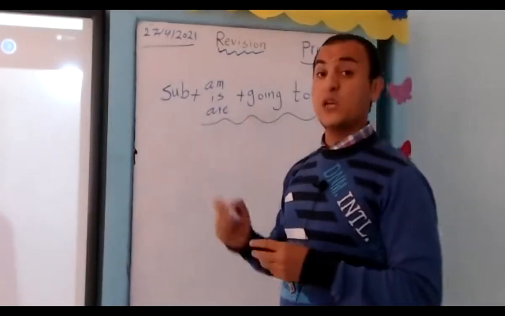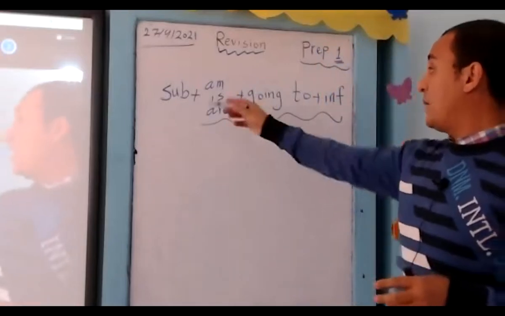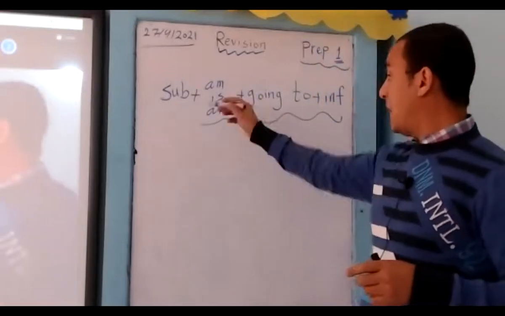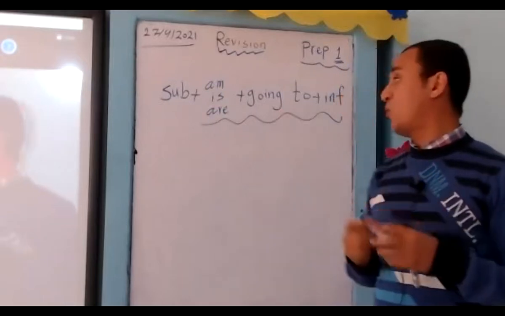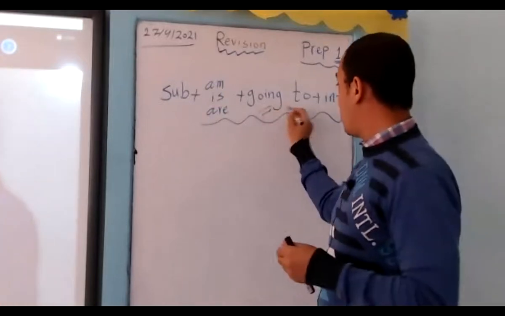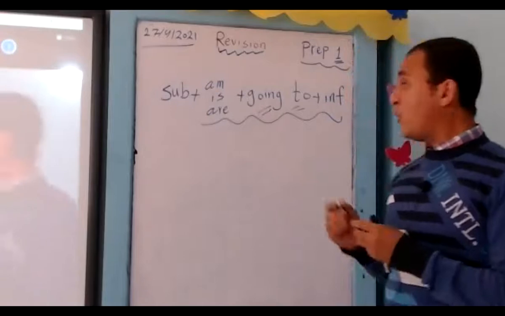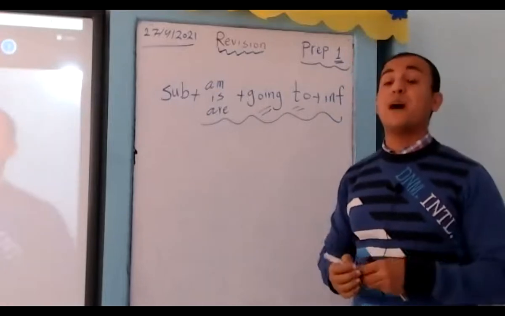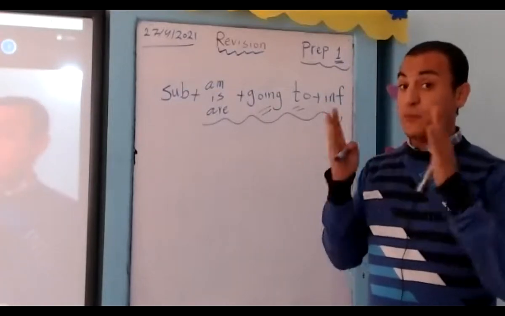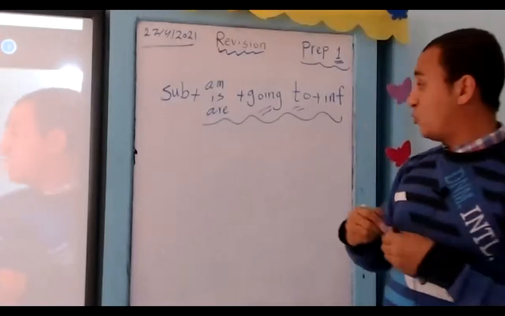He is going to buy a new car. They are going to visit Luxor. I'm going to buy a new car, and so on. After going to, we use the infinitive. We use going to if we are talking about predictions with evidence.